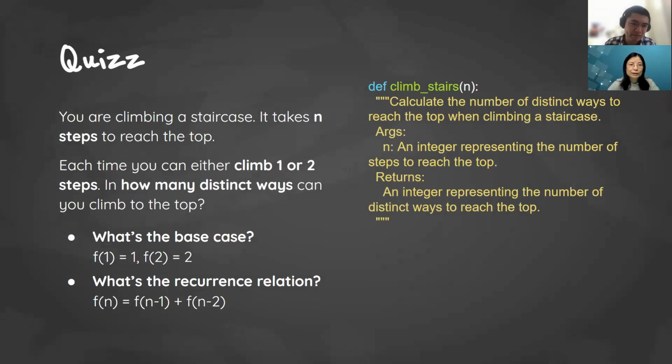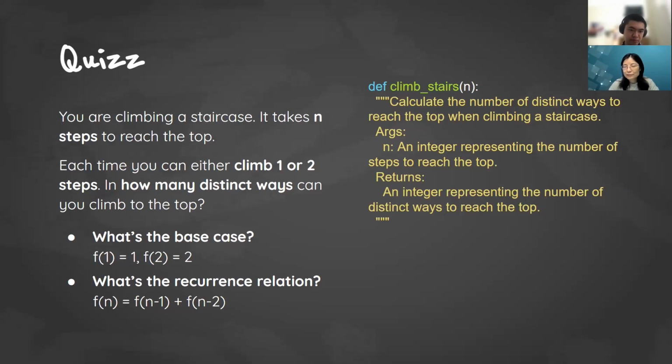Climb 1 or 2 steps. We're climbing this staircase. It has n steps to reach the top, and each time we can either climb 1 step or 2 steps. So how many distinct ways can we have to climb to the top?